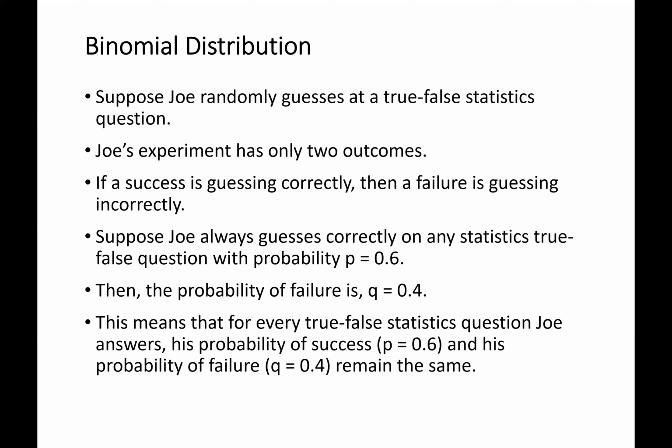So the probability of a success, p, would be 0.6. The probability of a failure, q, would then be 0.4. This means that for every true false statistics question Joe answers, his probability of a success, p equals 0.6, and his probability of a failure, q equals 0.4, remain the same.